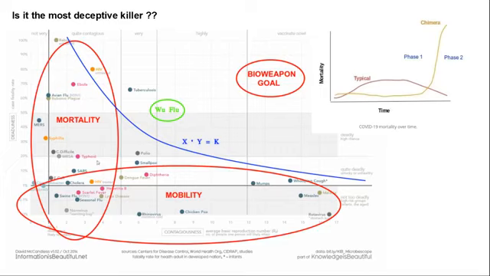When you are designing a really effective bioweapon, you want to design a virus that's high in mortality, or a virus that's high in mobility. If you're high in mortality, you kill a lot of people up front. But if you are high in mobility, then you'll be infecting a lot of people up front. And this virus is different. In a lot of viruses, you'll have this kind of curve.